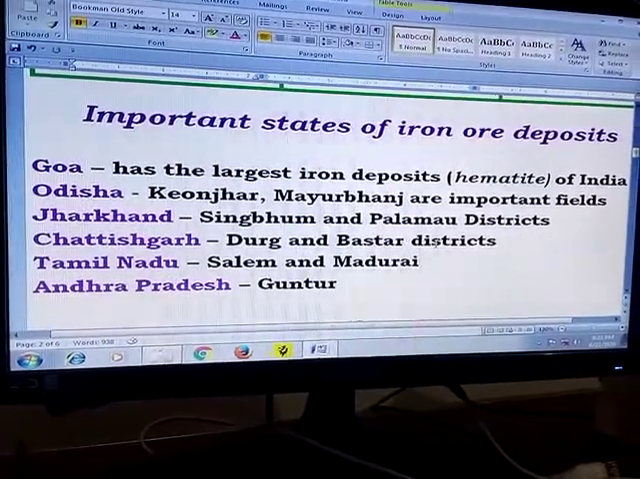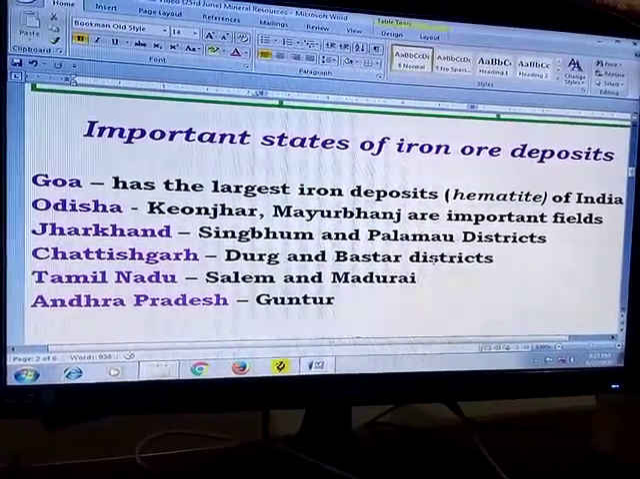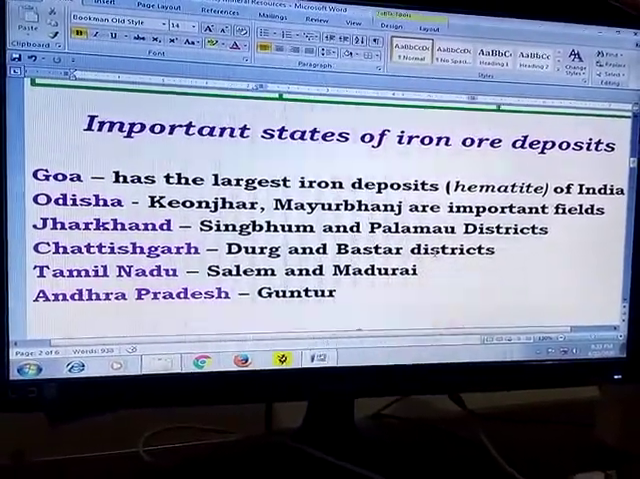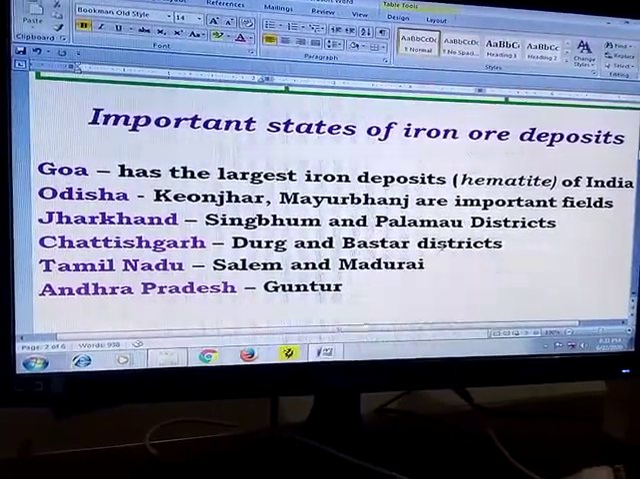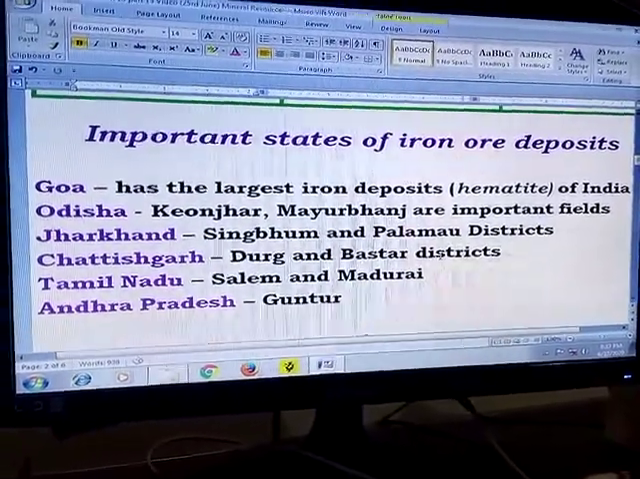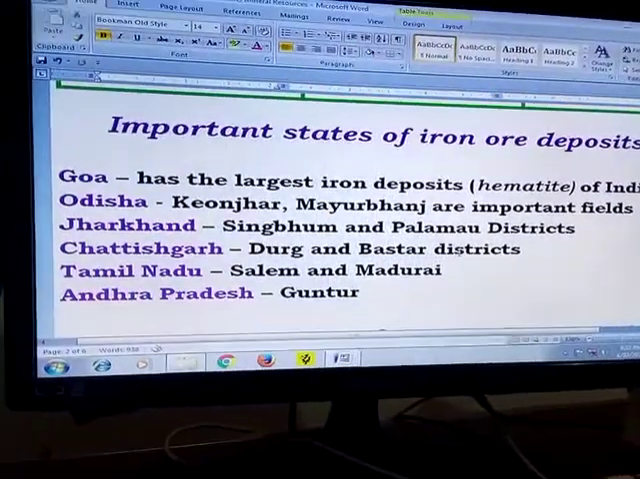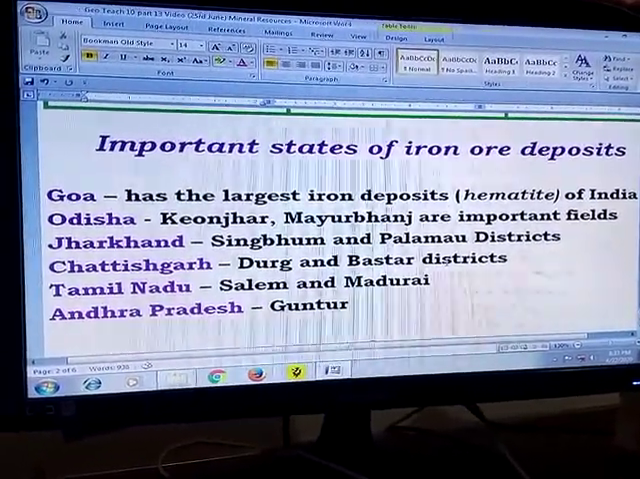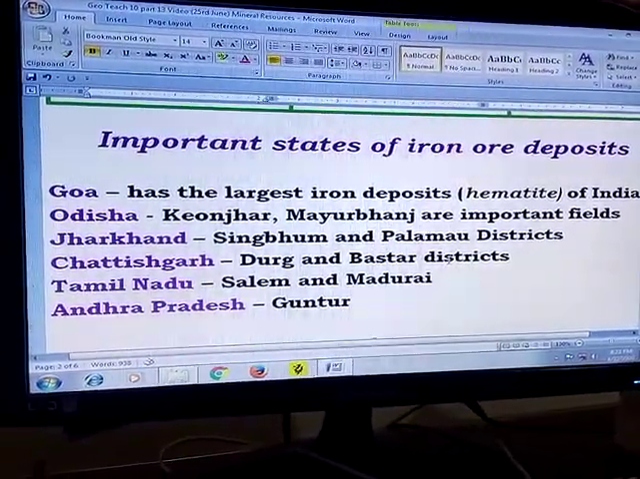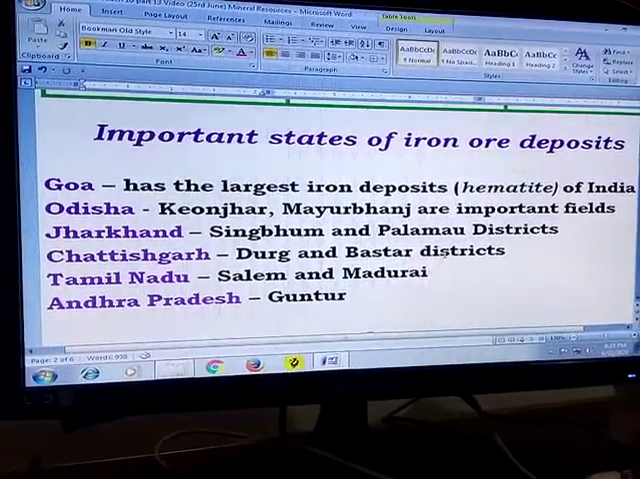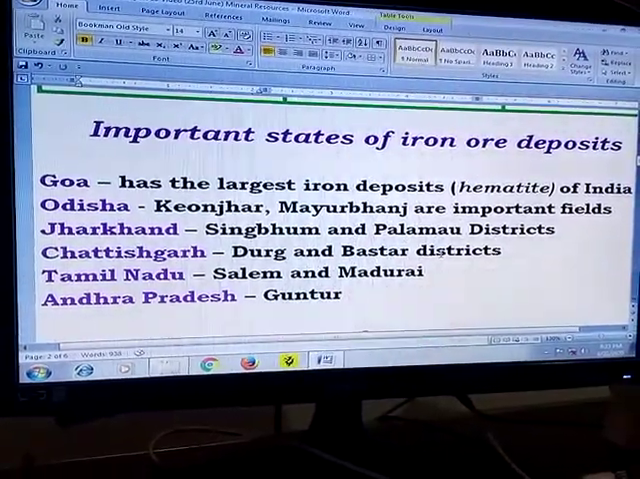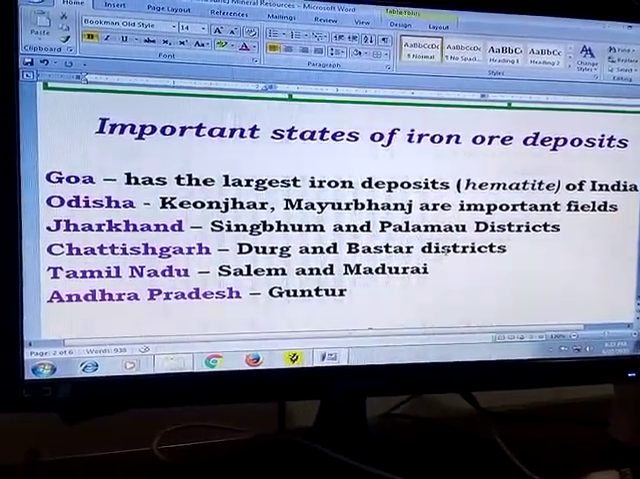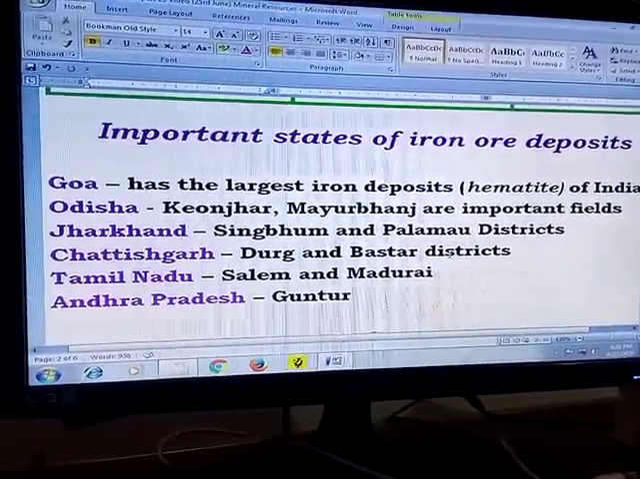In Jharkhand, most of you know, this is a very famous district called Singhbhum. And you know, in your map pointing also this Singhbhum, the map point comes. Singhbhum and Palamu district in Jharkhand. In Chhattisgarh, Durg and Bastar districts. In Tamil Nadu, Salem and Madurai. And in Andhra Pradesh, it is Guntur.